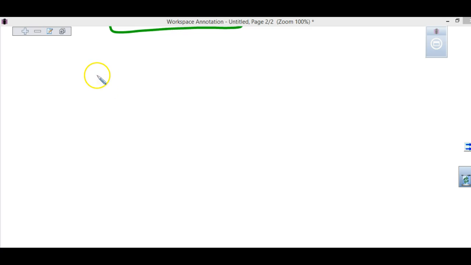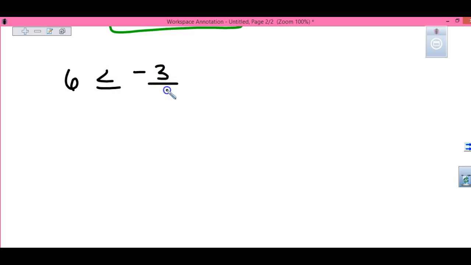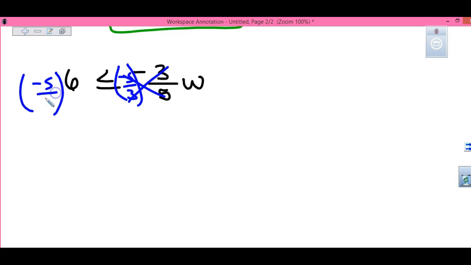Okay. Negative 10, negative 11. So it's a closed circle. Do we point it to the right or to the left? To the left. Negative 10 is greater than or equal to w. This reads the same thing as w is less than or equal to negative 10. So we're pointing to all the numbers that are less than or equal to negative 10.